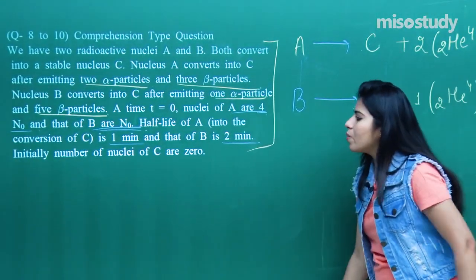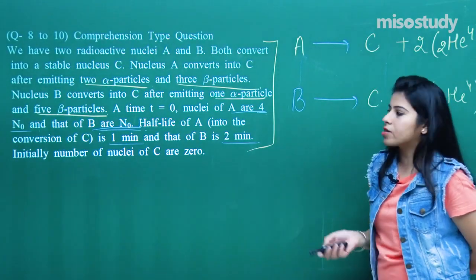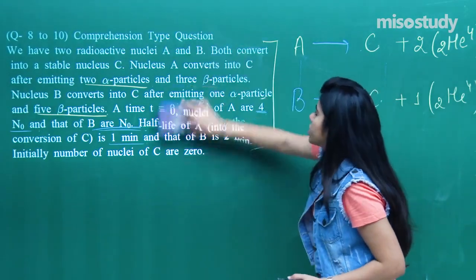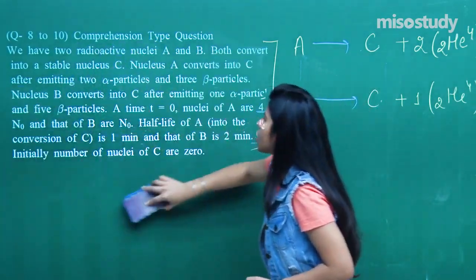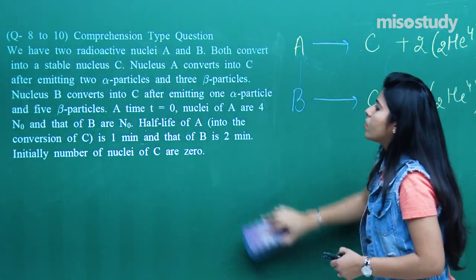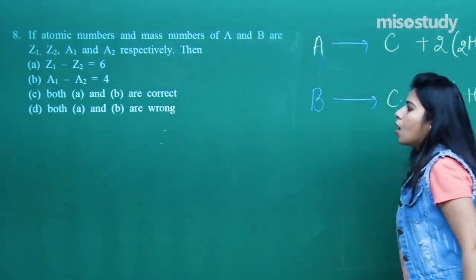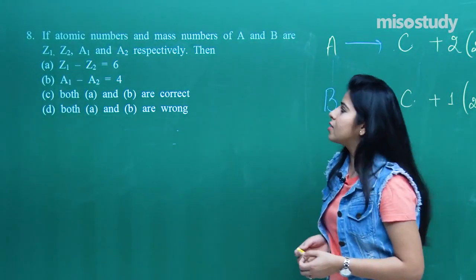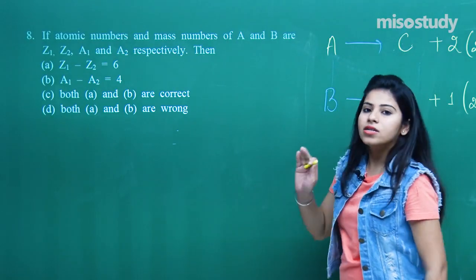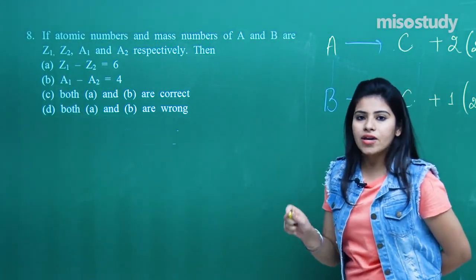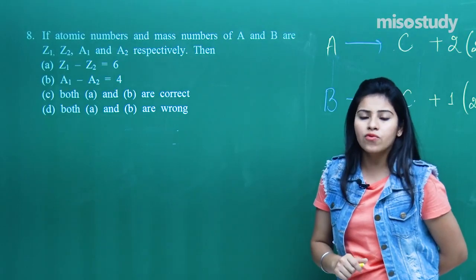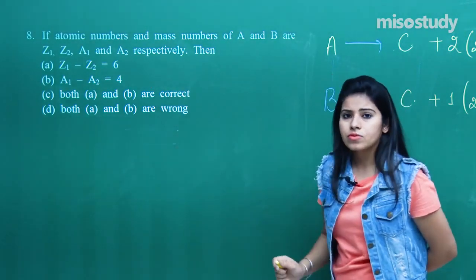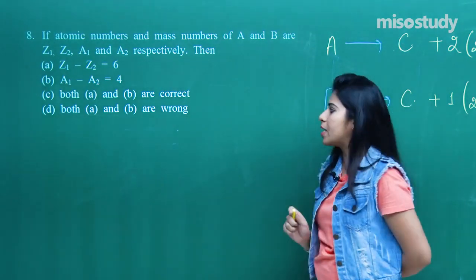Okay. So now we will see what is question number 8 before us. Let me just remove this from here. We have noted down all the important points that have been given in the passage. Now we will move towards the question. So we are having this question before you that if the atomic numbers and the mass numbers of A and B are Z1, Z2 and A1, A2 respectively, then we have to tell which option is correct. This or this. Let me just proceed for question number 8.